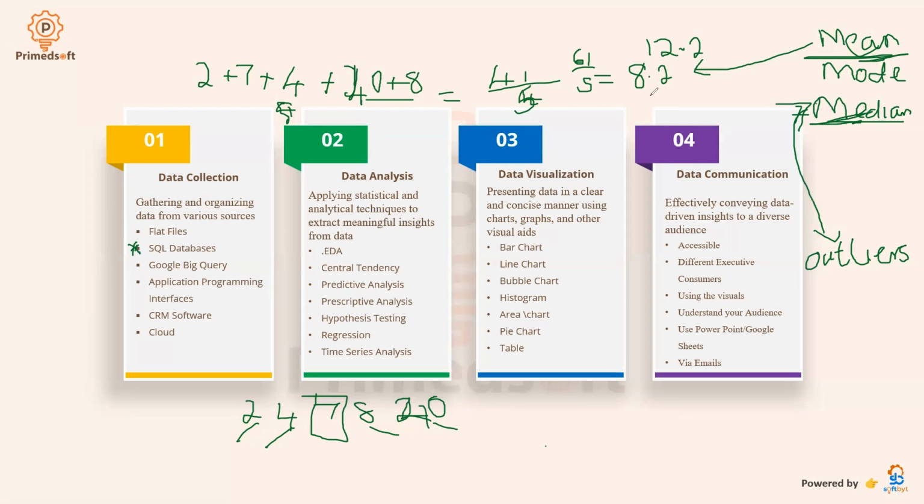So we are saying the median is better off than using the mean. When you want to calculate the central tendency, the average, you use median, because it takes note of the outlier. Any other question here, please? This is a very important thing to note.